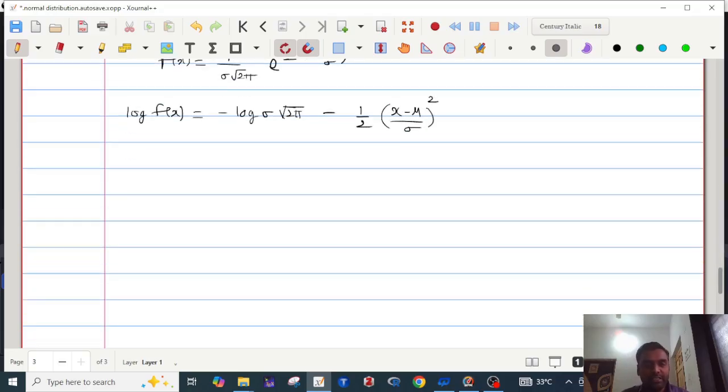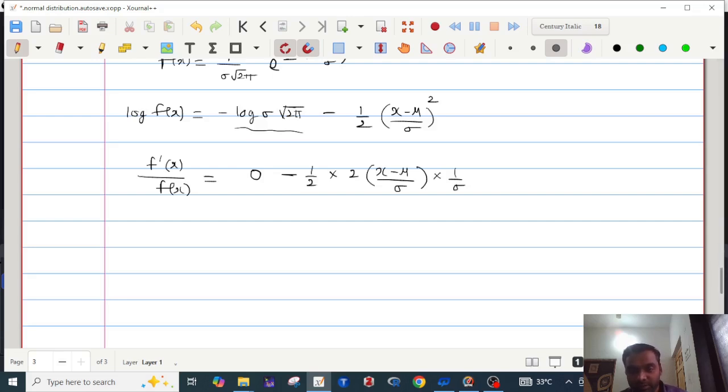Now differentiate both sides with respect to x. So if you differentiate this, the derivative of log of f of x is f dash x upon f of x. The derivative of this quantity is 0, minus 1 half. The derivative of this u square is nothing but 2 times u, that is 2 times x minus mu upon sigma, into the derivative of this, x upon sigma, which is 1 upon sigma. The derivative of this minus mu upon sigma is 0. It is multiplied by 1 upon sigma.